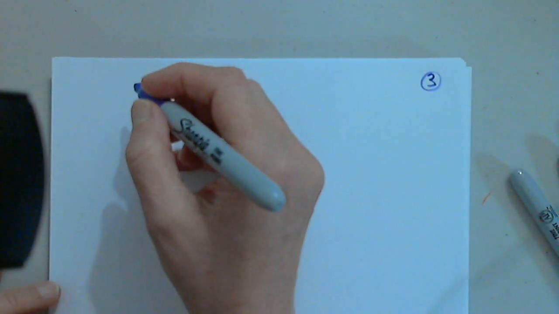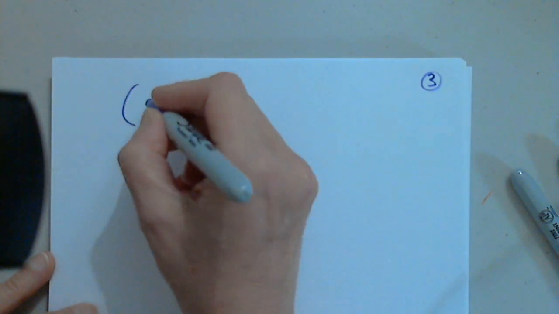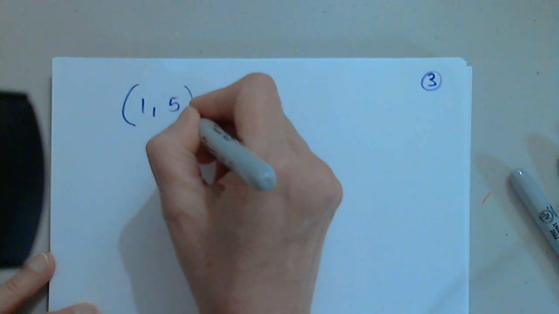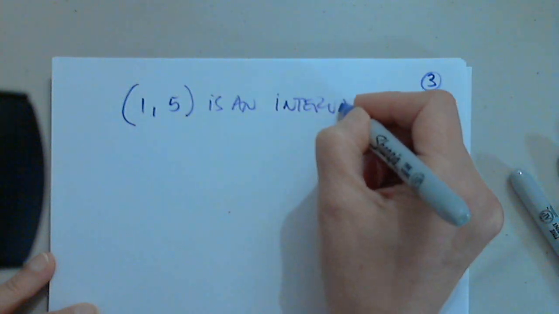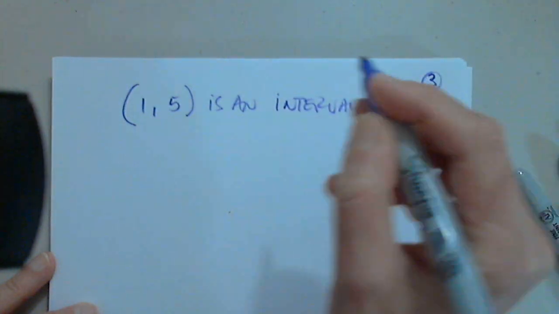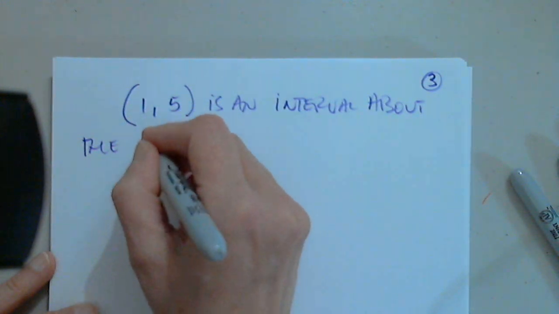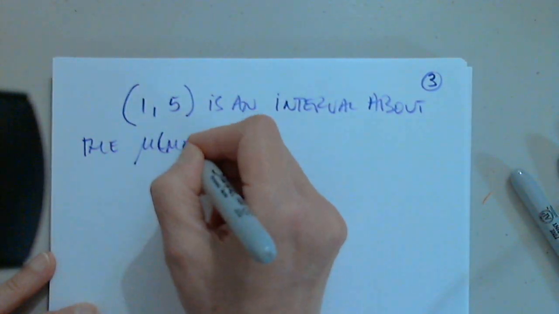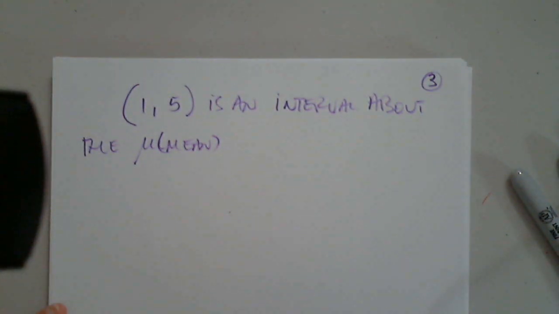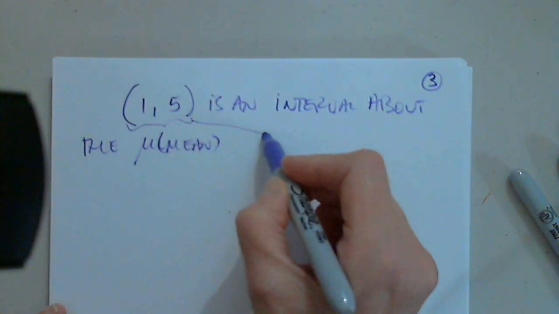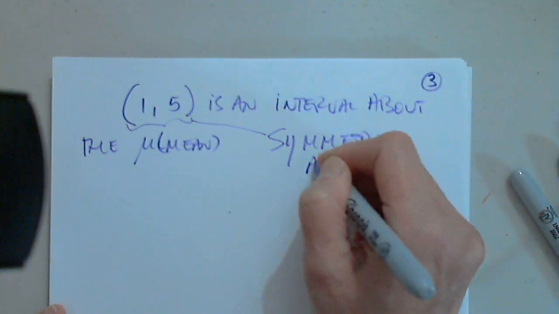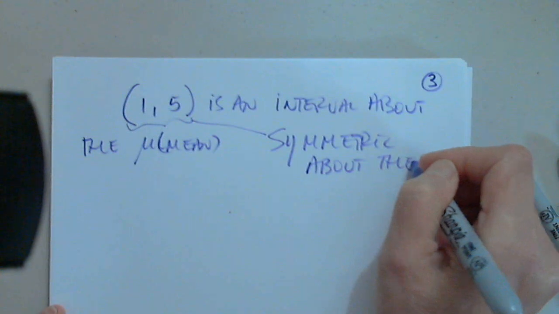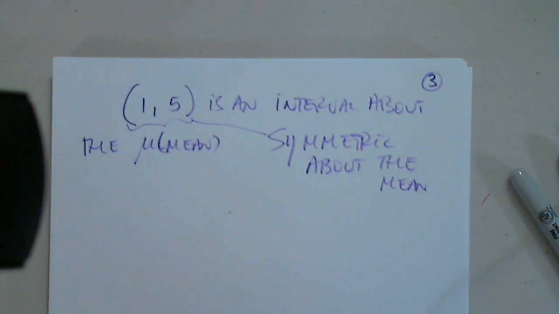Okay, so if we say that, let's say, 1, 5 is an interval about the mean, mu, what we really mean is that this interval is symmetric about the mean. What does that mean? What does it mean that this is symmetric about the mean?